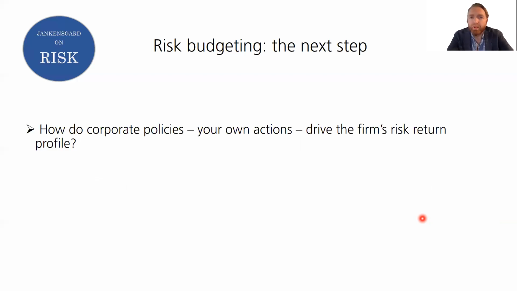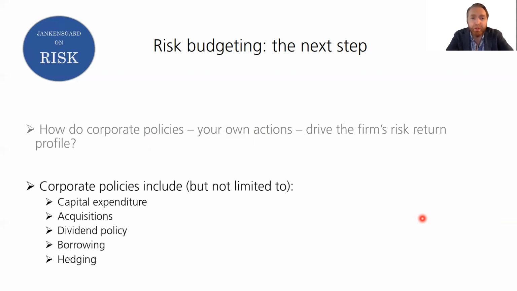So we're going to make a point here of the fact that corporate policies, the executive's own actions, are often what drive the firm's risk and return profile. A lot of these risk management programs focus on things that could go wrong, like external factors influencing the firm. But a lot of times it is the very policies that managers implement that in a big and meaningful way can affect the risk and return profile. I'm talking about things like capital expenditure, investment program, acquisition, dividend policy, borrowing, hedging. All of these are major determinants of the risk profile.